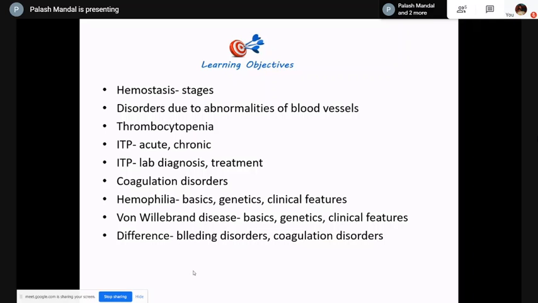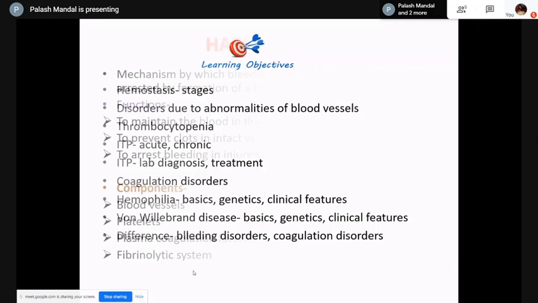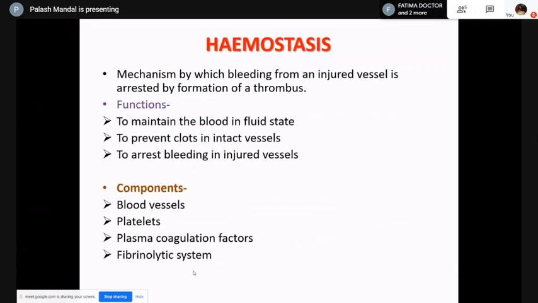I won't, of course, rush, but I have put these two topics together. So coagulation disorders, and we will be discussing mostly hemophilia and von Willebrand, and finally the difference between bleeding disorders and coagulation disorders. There is a spelling mistake of bleeding disorders here. So you take your time and go slowly. Even if we cross 1 hour duration, no issues.